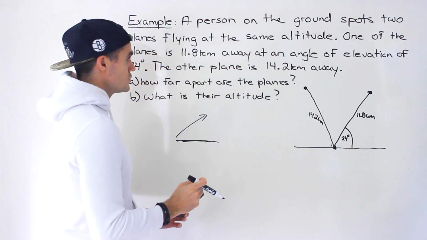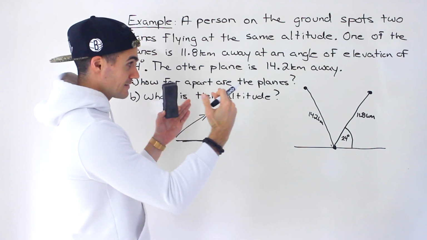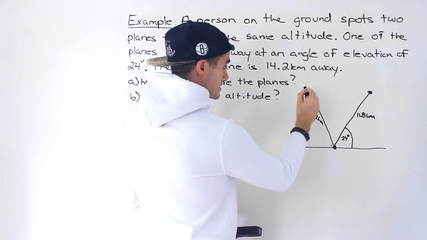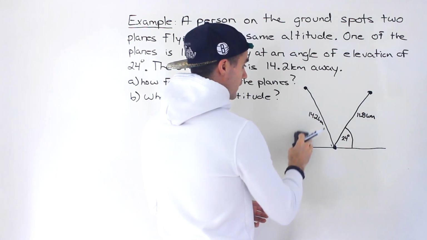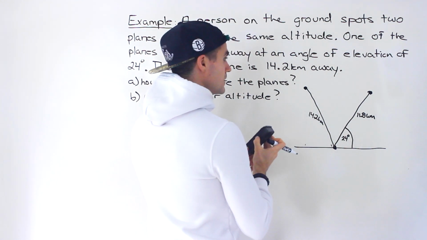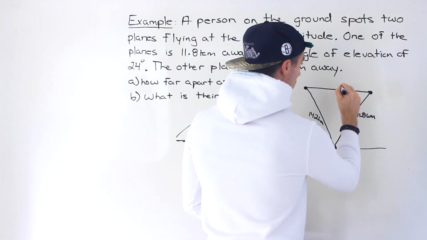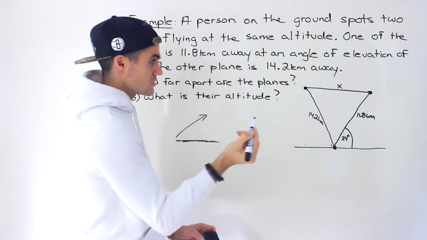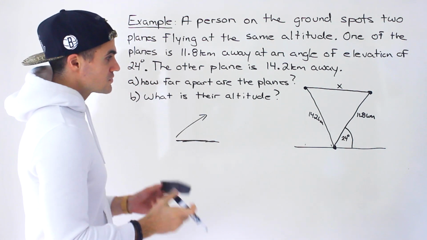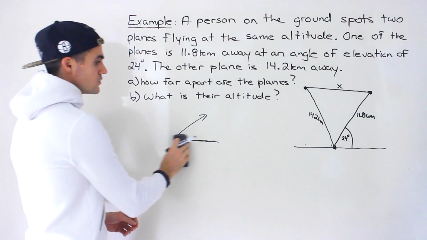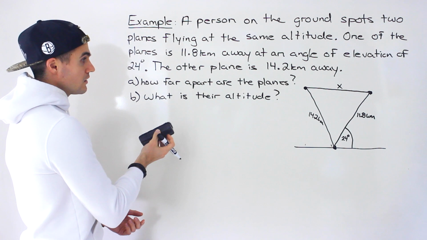What we've got to do is find out how far apart the planes are. They're at the same altitude, so basically this line and this line are going to be the same. We're actually going to be solving for that length in part B, but for now we're just finding how far apart the planes are. So we'll call this x. That's what we are solving for right there. Question is, how can we do that? Well, there's actually multiple ways you can do this. Personally, what I'm going to use is the sine law.